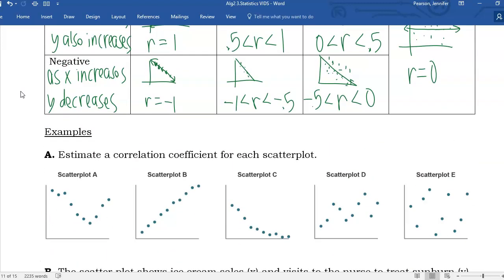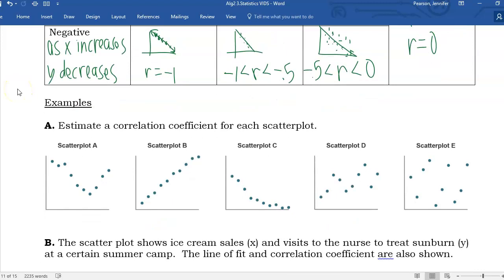Okay, some examples. Estimate a correlation coefficient for each scatter plot. So if I'm looking at scatter plot A, I don't really see a good trend line there. It kind of looks like it's going down here, but then it kind of looks like it's going up here. So the trend would actually kind of level out. So our R would be pretty close to 0. You might say maybe it would be a negative 0.1 because there's more points going down than are going up. So I'm going to do that, negative 0.1. It's almost 0, but I do feel like it would be a little more negative than positive just because there are more points going down. But R of 0, R of negative 0.1, those both seem good to me.